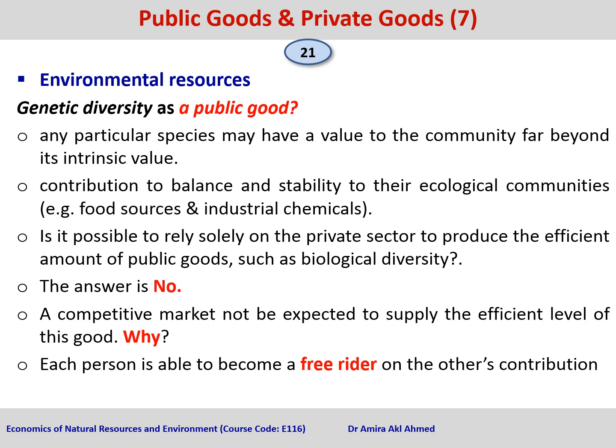Now, we will briefly discuss genetic diversity as a public good and whether it is possible to rely solely on the private sector to produce the efficient amount of it. Due to the interdependence of species within ecological communities, any particular species may have a value to the community far beyond its intrinsic value. Let me explain this point. What I mean is that some species contribute balance and stability to their ecological communities through providing food sources and medicines.